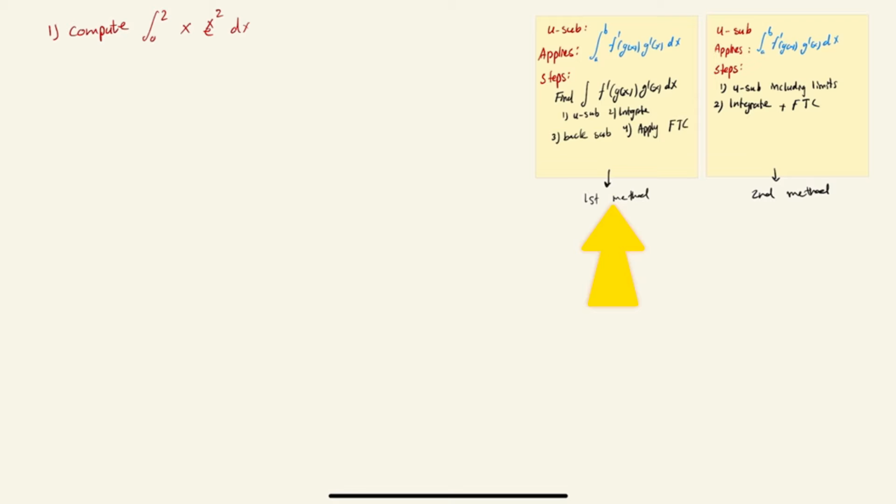In the first method, first I'm going to find the indefinite integral using U substitution, then integrate and back substitute the function of U, and lastly apply the fundamental theorem of calculus. In the second method, first I'm going to use U substitution including the limits, so I'm going to write the limits of the integral in terms of U, and then I'm going to integrate using the fundamental theorem of calculus.